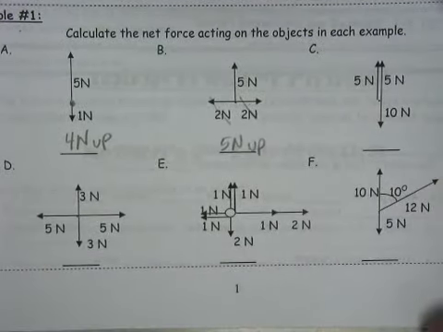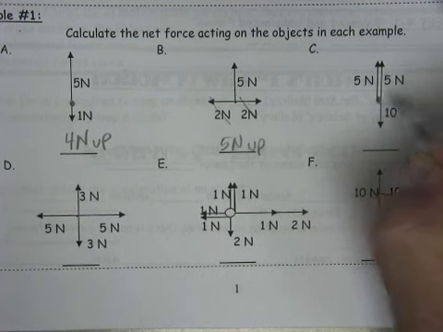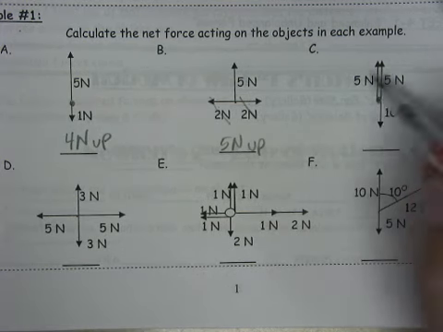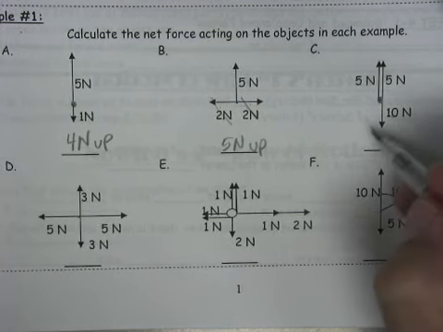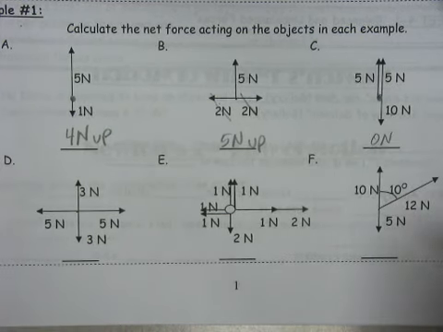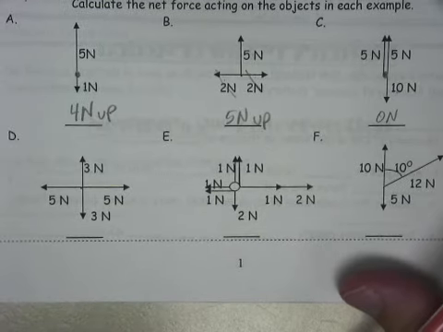All right, if you want to stop the video, try C, D, E, and F on your own. Okay, here's the answer for letter C. We have 5 newtons up, 5 newtons up. So those two together gives me a total of 10 up and then 10 down. So those all cancel out. So that'll be 0 newtons. When it's 0 newtons, you don't necessarily need a direction on there.